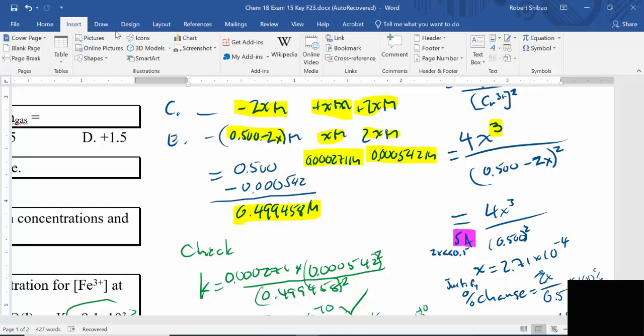And so what I do is I automatically know the change should be small because this is biased towards reactant, so I'm automatically going to try the SA, the small approximation, regardless of whether I think it works or not. I'll try. When I do the SA, what am I assuming?